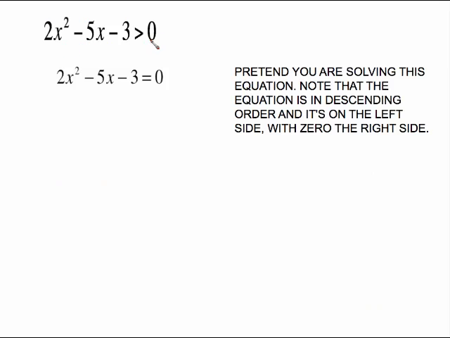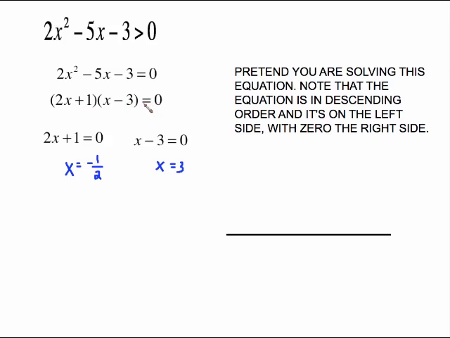Here's my inequality. I'm going to just pretend that this is an equal sign instead. If it's an equal sign, we know how to solve that. We're going to solve this by factoring. It factors as 2x plus 1 times x minus 3. Because this times this equals 0, we can set each of those equal to 0 and solve simple Algebra 1 stuff. We're going to take these two values and put them on the number line. Negative 1/2 would be to the left of 3. These two numbers have chopped the number line into 3 regions.